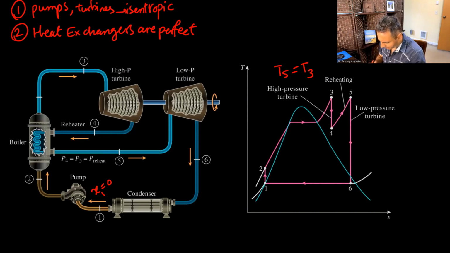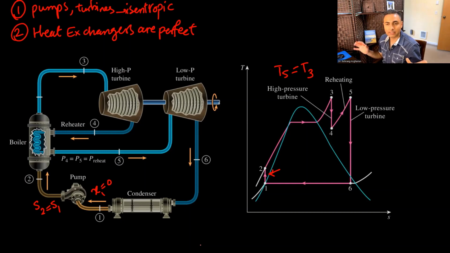So what we have here at state 1, let's see what you usually know. Quality is 0 there. Then state 2, because the pump is isentropic, S2 is supposed to be S1. And because of that, we can see a vertical line here, a vertical line from 1 to 2 on the TS diagram, because S2 is supposed to be S1. Why? Because it's an isentropic pump. Entropy doesn't change.